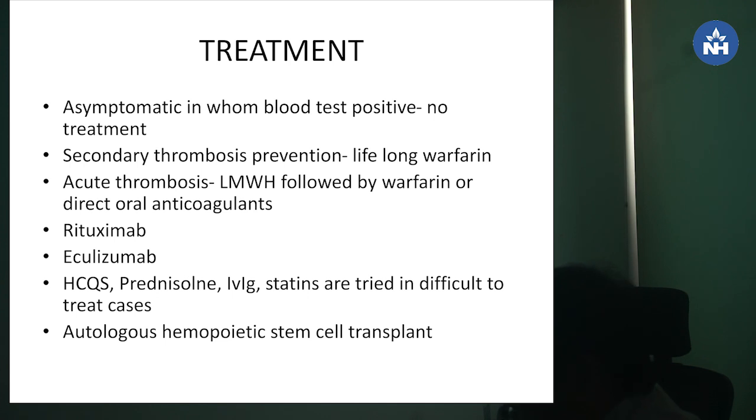Treatment: in asymptomatic patients in whom the blood test is positive but the patient is asymptomatic, no treatment is required. Secondary thrombosis prevention is lifelong warfarin for secondary cases. If they present with acute thrombosis, then low molecular weight heparin followed by warfarin or direct oral anticoagulants. Rituximab, eculizumab, hydroxychloroquine, prednisolone, IVIG, statins are tried in difficult to treat cases. And the last option is autologous hematopoietic stem cell transplant.